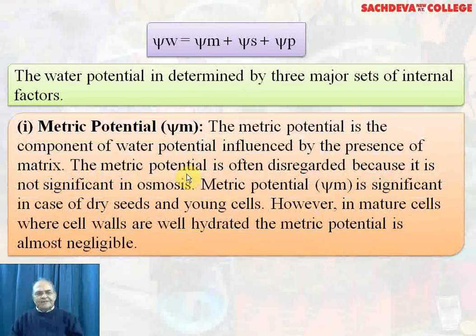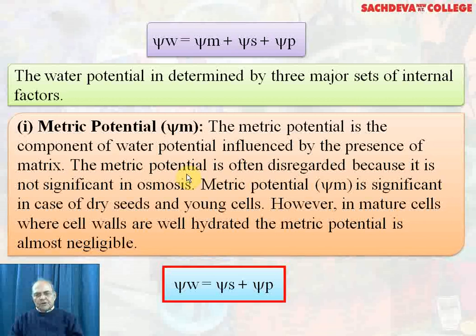The matric potential is the component of water potential influenced by the presence of matrices. The matric potential is often disregarded because it is not significant in osmosis. Matric potential, that is psi m, is significant in the case of dry seeds and young cells. However, in mature cells where cell walls are well hydrated, the matric potential is almost negligible. Psi W, that is water potential, is equal to Psi S plus Psi P, that is solute potential plus pressure potential.